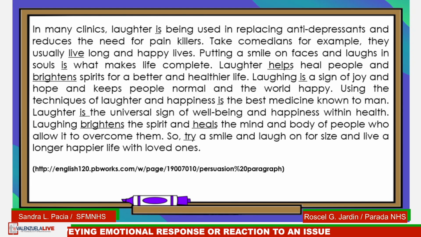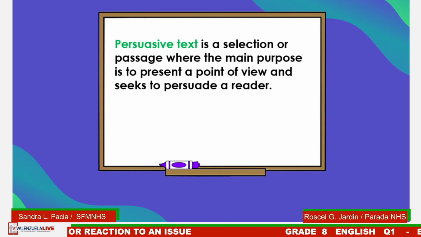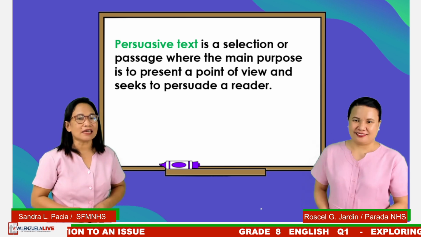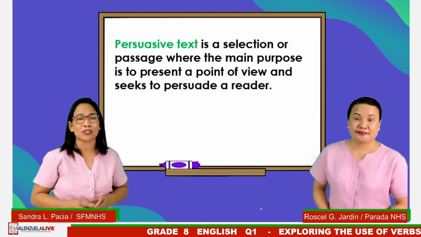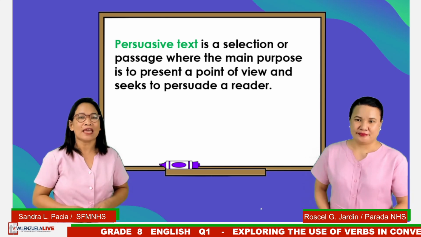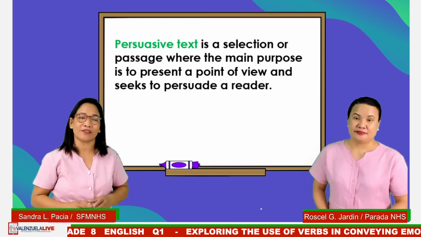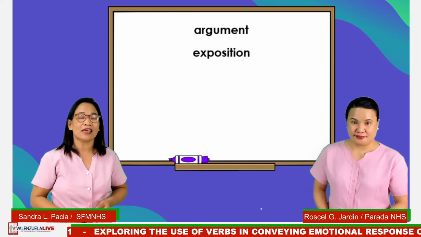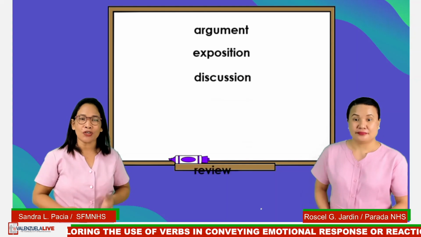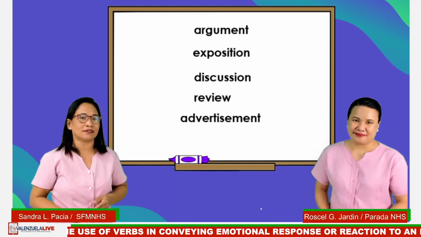Right. It is a persuasive text. What is persuasive text? Persuasive text is a selection or passage where the main purpose is to present a point of view and seeks to persuade a reader. It can be an argument, exposition, discussion, review, or even an advertisement.